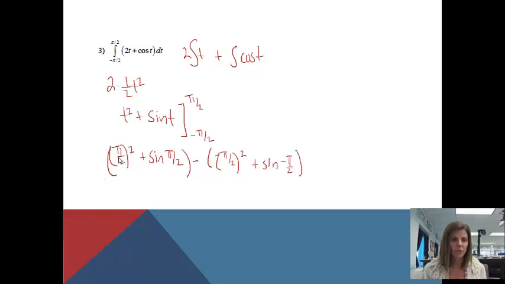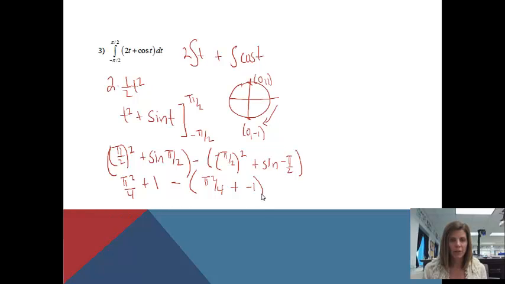Okay, so let's evaluate this. Pi over 2 squared, square both parts, we're going to get pi squared over 4 plus the sine of pi over 2. Pi over 2 is up top, the point up top is (0, 1), and the sine value is the y, so my answer will be 1 there. And then minus negative pi over 2 squared, when I square both parts, is still going to be pi squared over 4, plus sine of negative pi over 2, just go backwards, so go down here to pi over 2. That point down here is (0, -1), so my y value down there is negative 1.